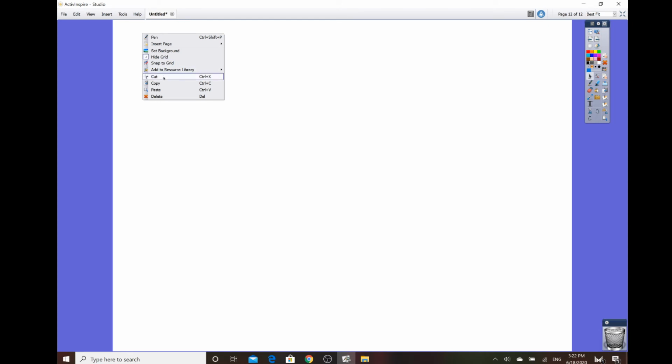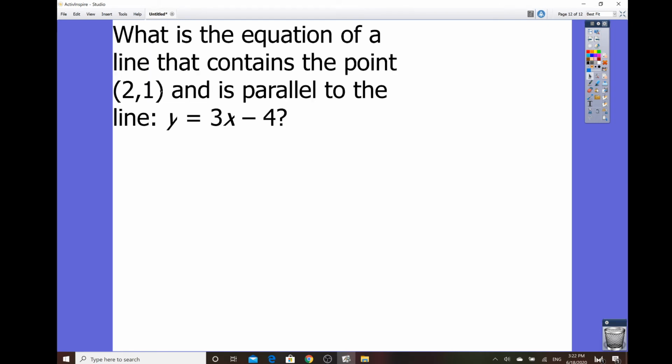This one's a little bit tedious. I need to switch the mode. Okay, so paste. Again, the given point, what we have here is (2, 1).